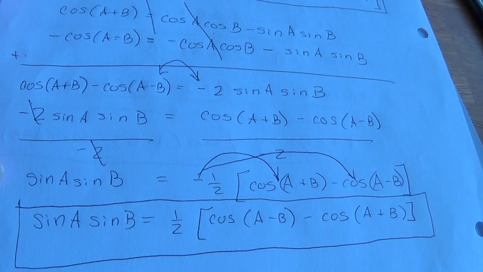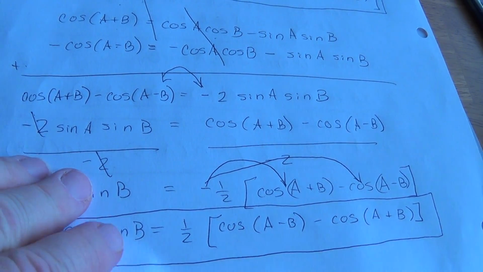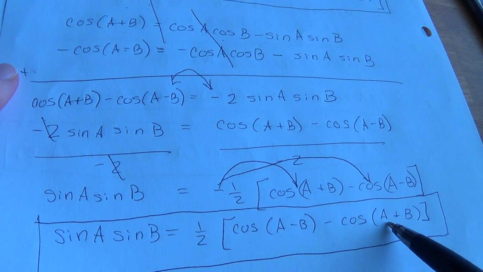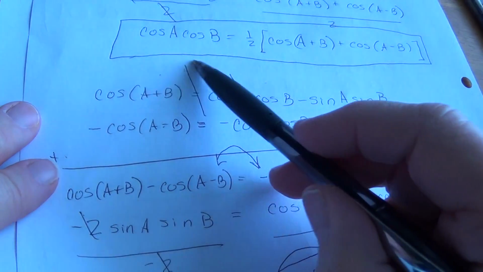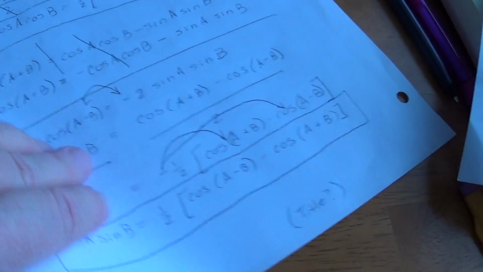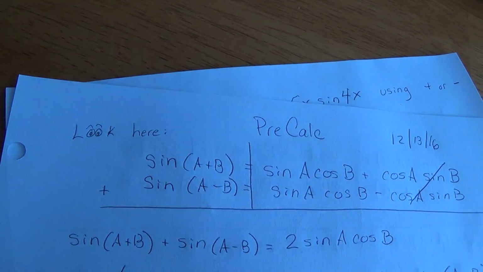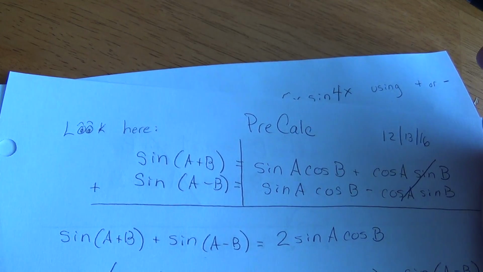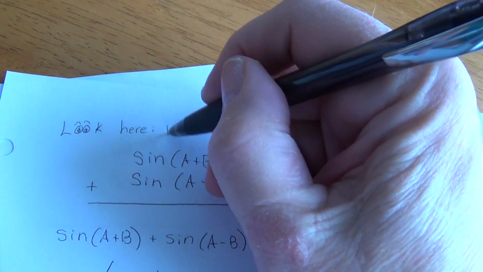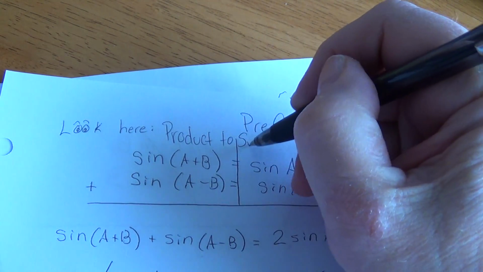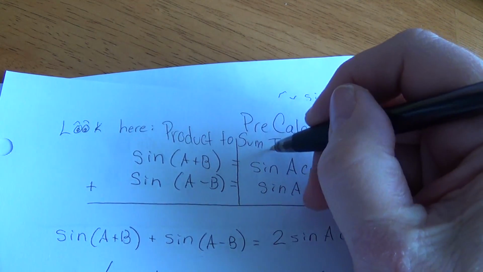So now we can title this lesson. So go back to the beginning. We see again we have a product and a sum, product and a sum. So we are going to call this lesson product to sum IDs.